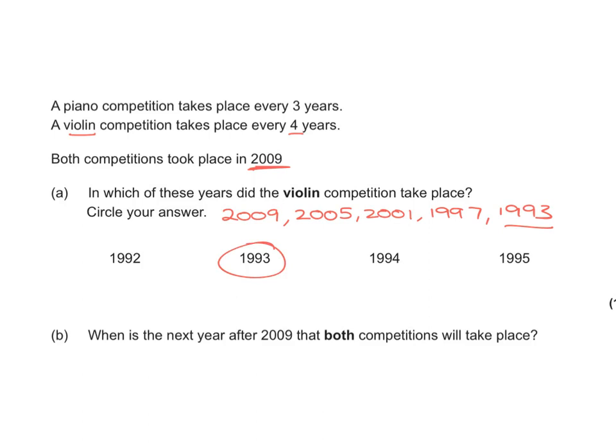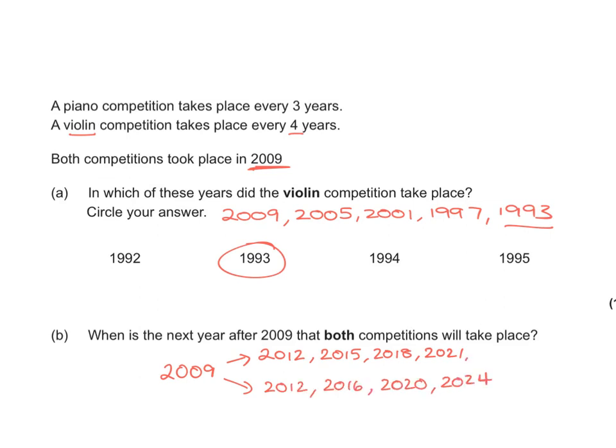When is the next year after 2009 that both competitions will take place? Well, if they both took place in 2009, the piano is every 3 years. The violin is every 4 years. Now, I haven't quite got a common one yet, but if I go one more year on here, the next year that both competitions will take place is 2024. And I must make sure I write that answer in my answer space.